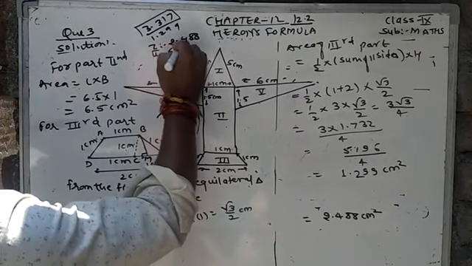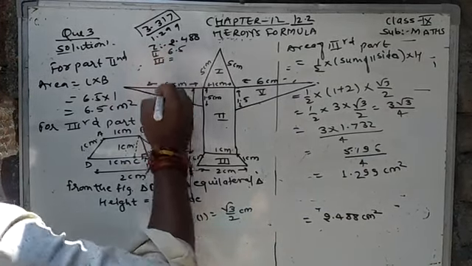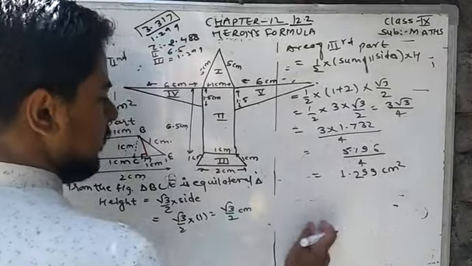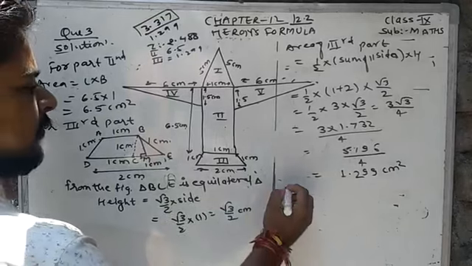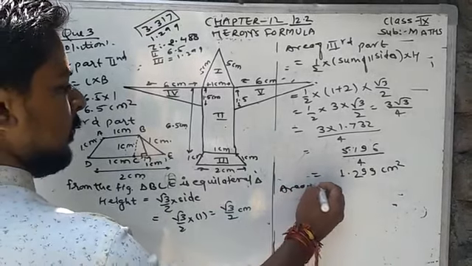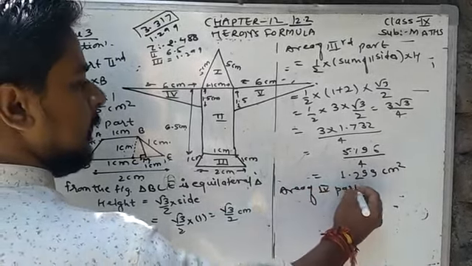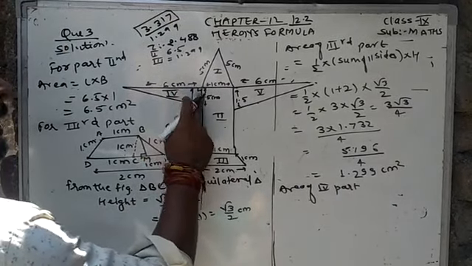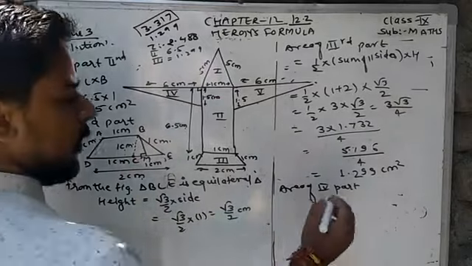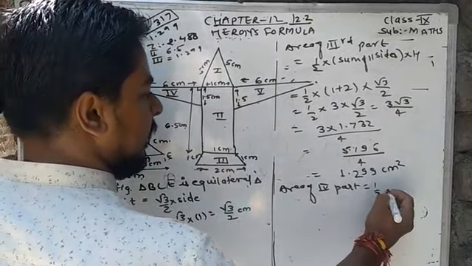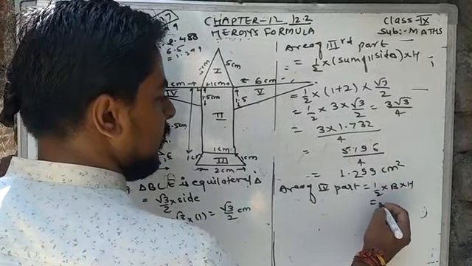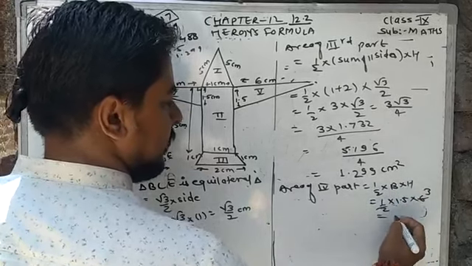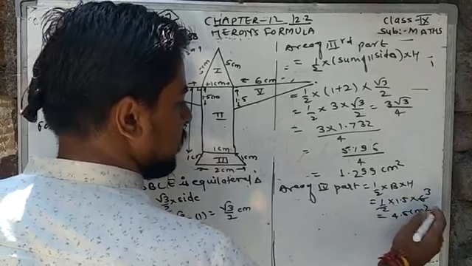Second part area is 6.5. Third part area is 1.299. And in the last, we will calculate the area of the fourth part. The fourth part is a right angle triangle because this side is perpendicular and it is the base. Area is 1/2 into base into height. 1/2, what is base? 1.5 into height 6. It will be 4.5 centimeter square.